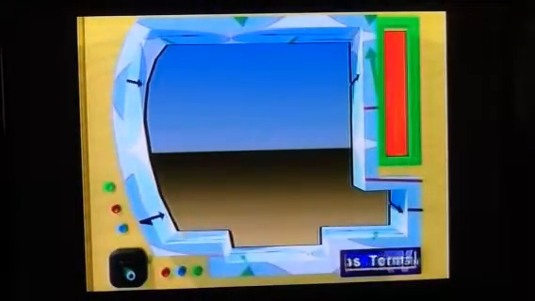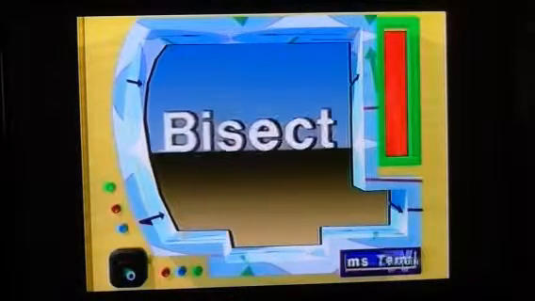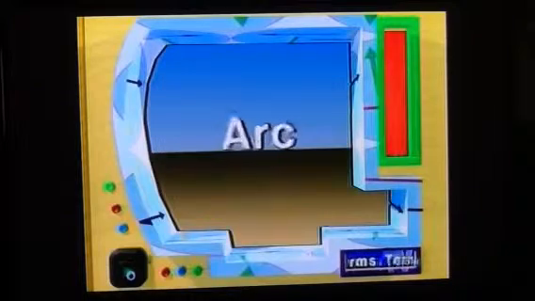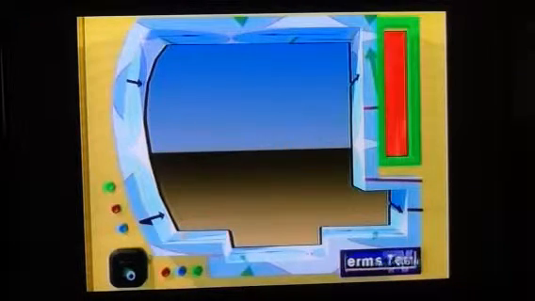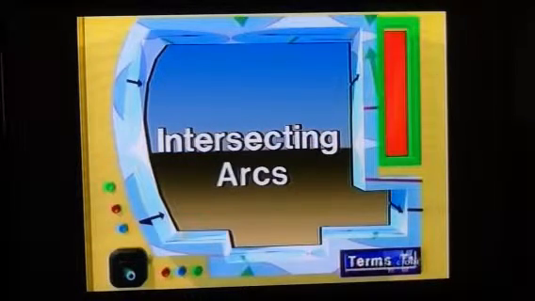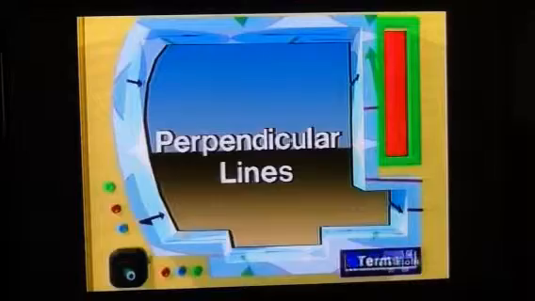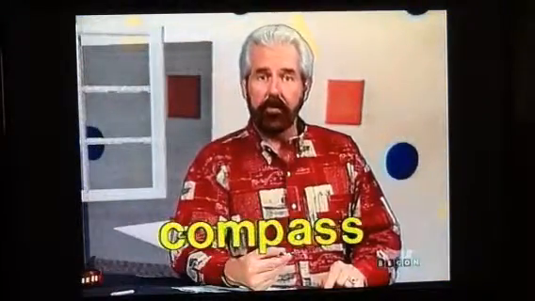The terms we'll learn about in today's lesson are compass, bisect, arc, congruent, intersecting arcs, and perpendicular lines. Today we learn to use a compass.